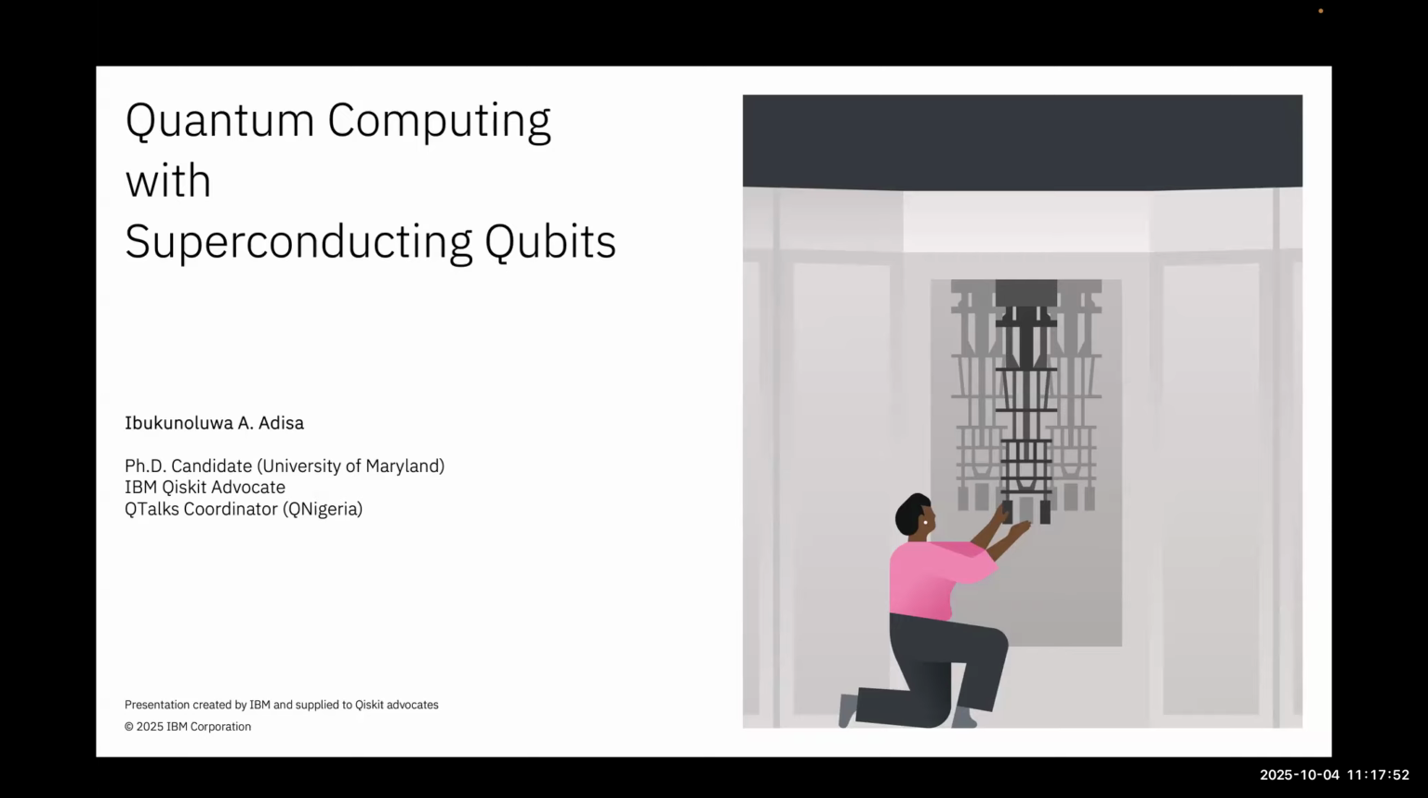So that's what I hope to do today: at least introduce people to what superconducting qubits are, how they are controlled, how they are measured, and especially what the back end of what you'll be using for the whole IBM Qiskit QFF is going to look like.